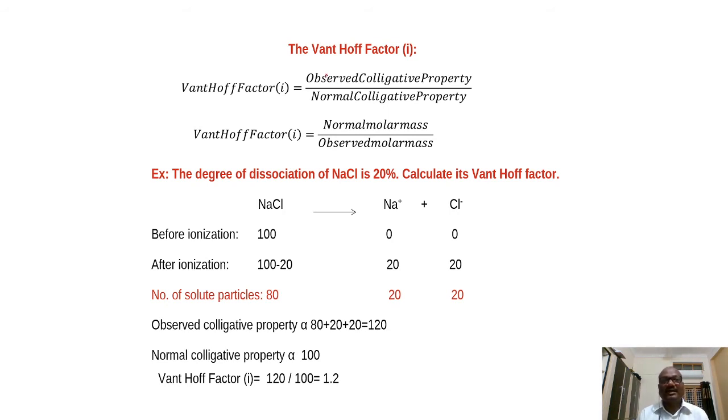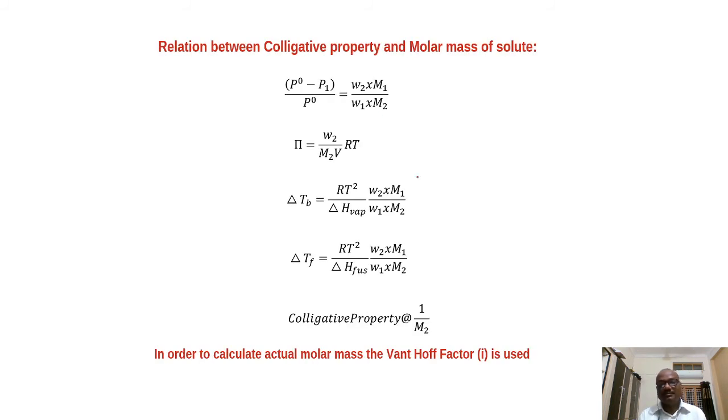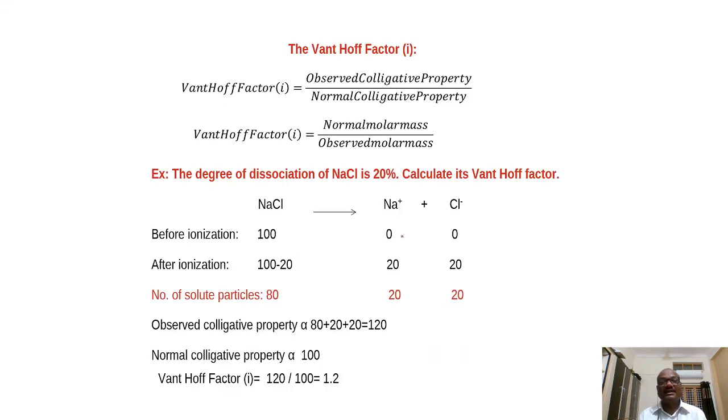Okay, this is the Van 't Hoff factor: observed colligative property by normal colligative property. But we know that the observed colligative property is inversely proportional to molar mass. Just now in the previous slide we have seen the colligative property is inversely proportional to the molar mass of the solute. That's why this can be defined like this also.